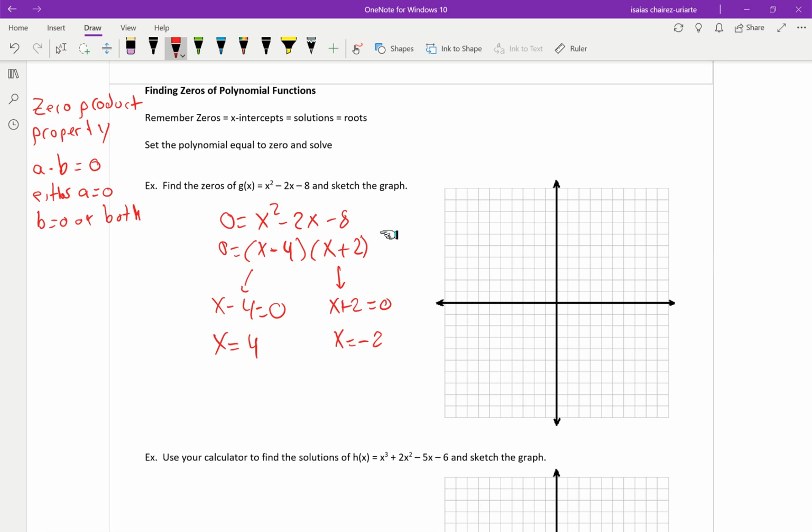Now I'm going to try to sketch a little graph of this. Let me look at the leading term. The leading term is x squared. That means that I'm dealing with an even degree polynomial. It has a positive leading coefficient. Now I know where the x-intercepts are: at -2 and at +4. And I have a little parabola, a little u that opens upward through these 2 points.